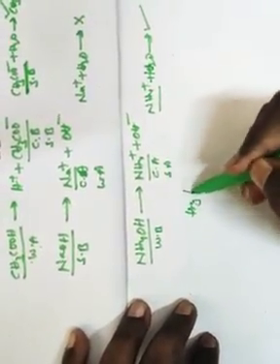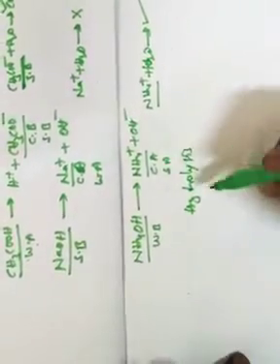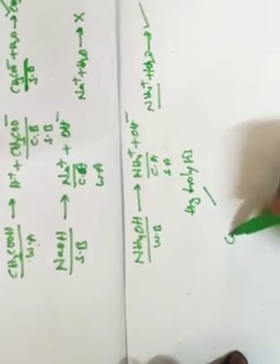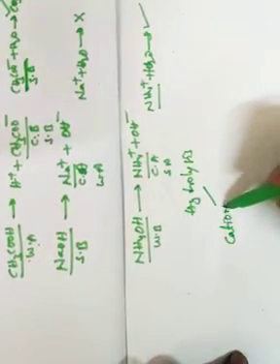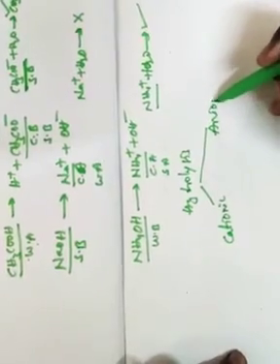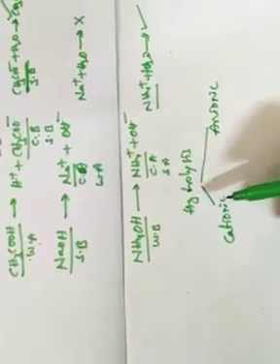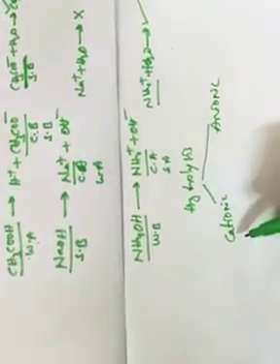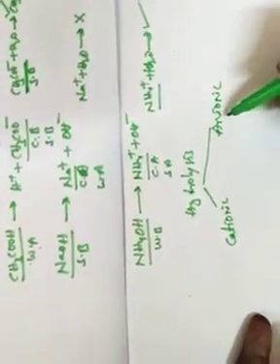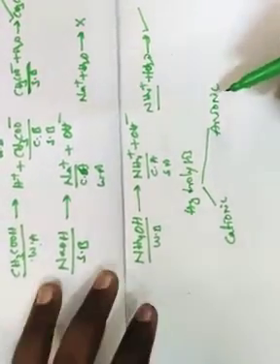Hydrolysis we can classify into two types. First one is cationic hydrolysis, and second one is anionic hydrolysis. So in hydrolysis, if a cation participates, that is known as cationic hydrolysis. Otherwise, if an anion participates in hydrolysis, that is anionic hydrolysis.